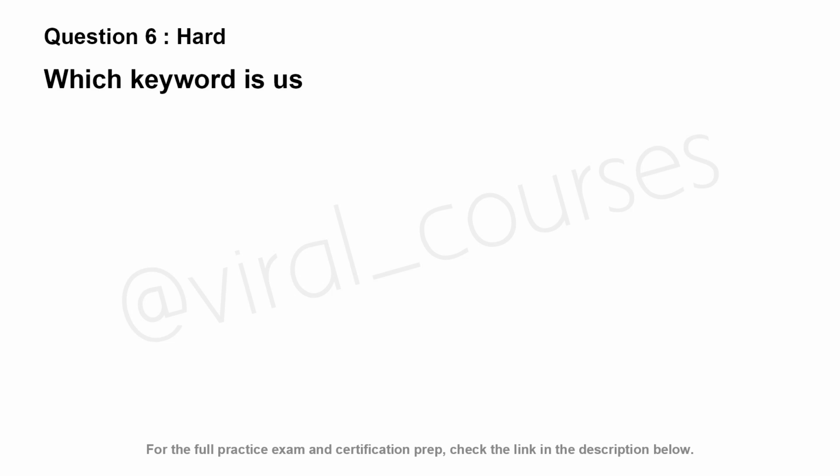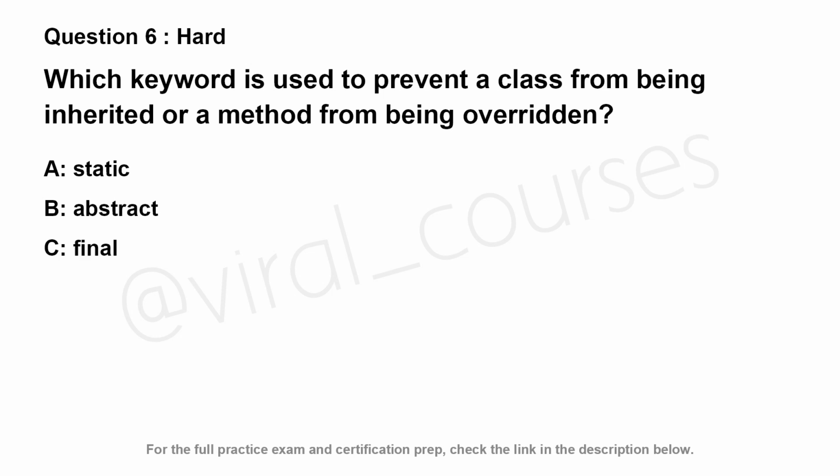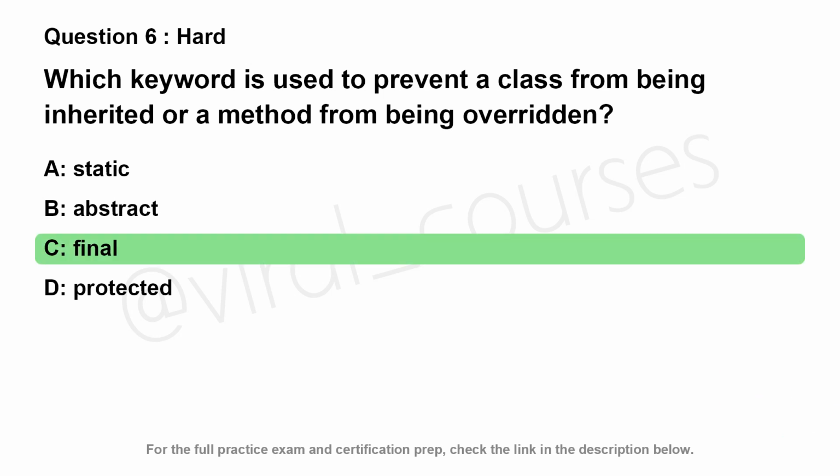Which keyword is used to prevent a class from being inherited or a method from being overridden? Option A, static. Option B, abstract. Option C, final. Option D, protected. The correct answer is C.